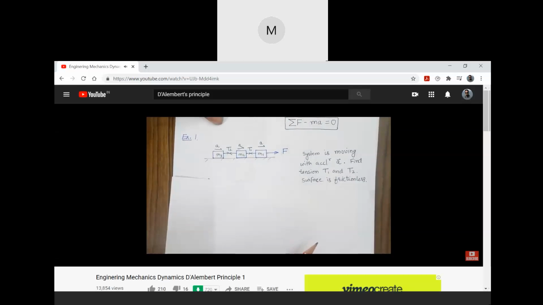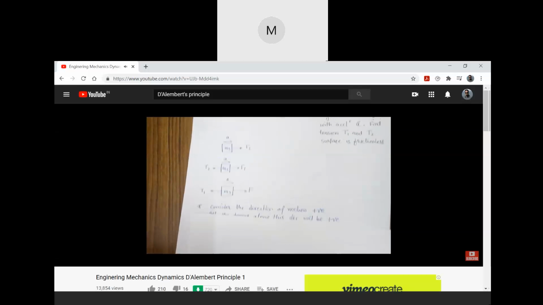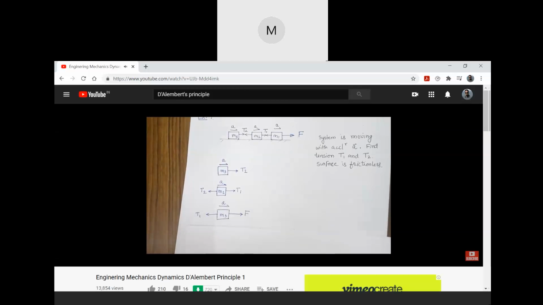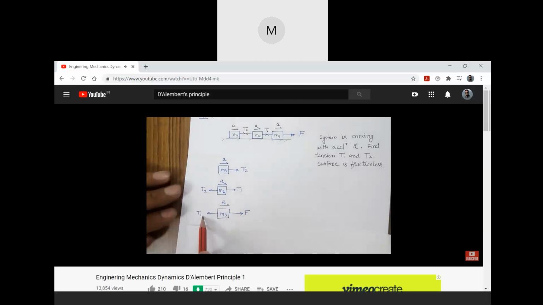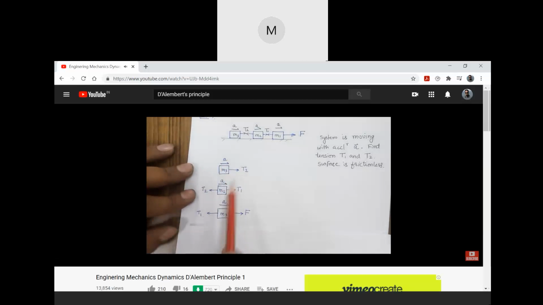So what we can do, first we have to make the free body diagram of the three masses. For mass M3, there will be only one tension, so T2 will be the force and the system is moving with acceleration A. For the second mass, I will have tension T1 acting towards the right and tension T2 acting towards the left, and the system is moving with acceleration A. Similarly, for the third mass, there will be force F and tension T1. So now we have to write the equation of motion for the three masses.